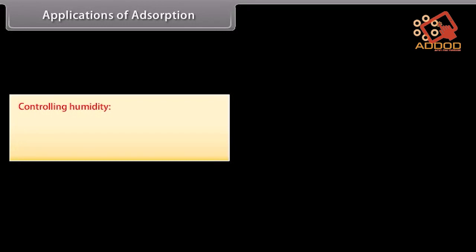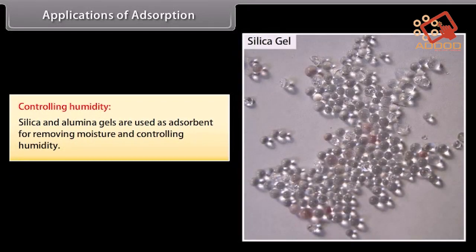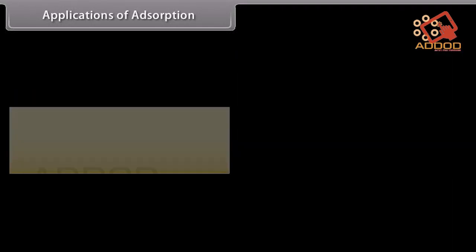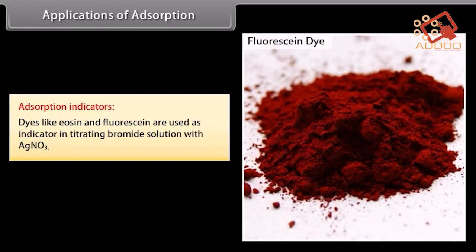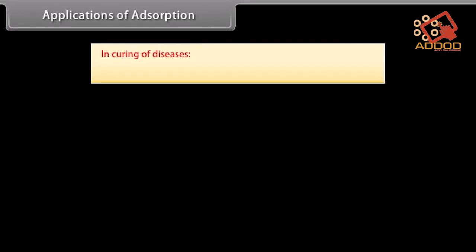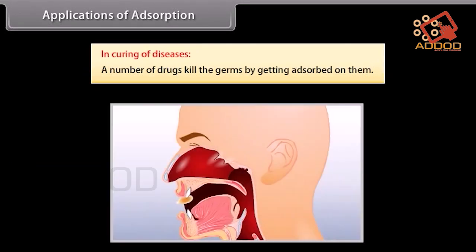Controlling humidity: silica and alumina gels are used as adsorbents for removing moisture and controlling humidity. Adsorption indicators: dyes like eosin and fluorescein are used as indicators in titrating bromide solution with AgNO3, as the precipitate of silver halide has the property of adsorbing these dyes, thereby producing characteristic deep colors at the end point in the titration. In curing of diseases, a number of drugs kill the germs by getting adsorbed on them.